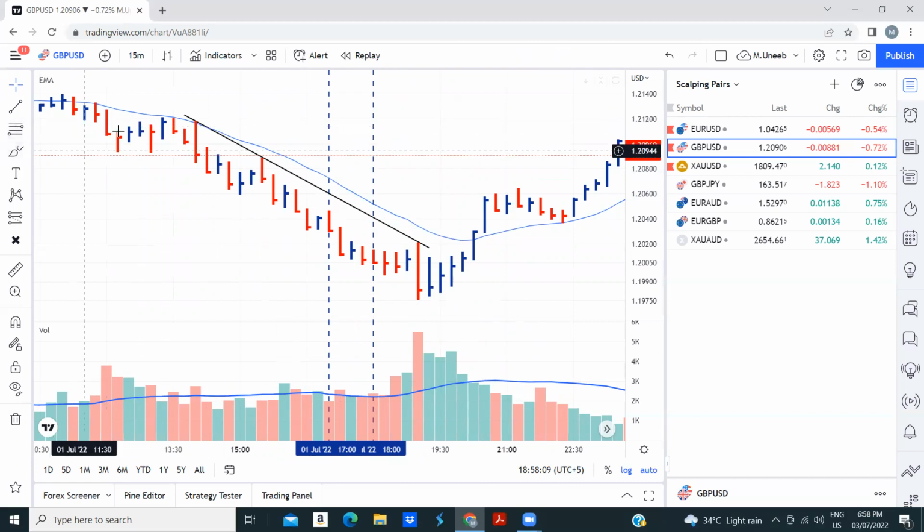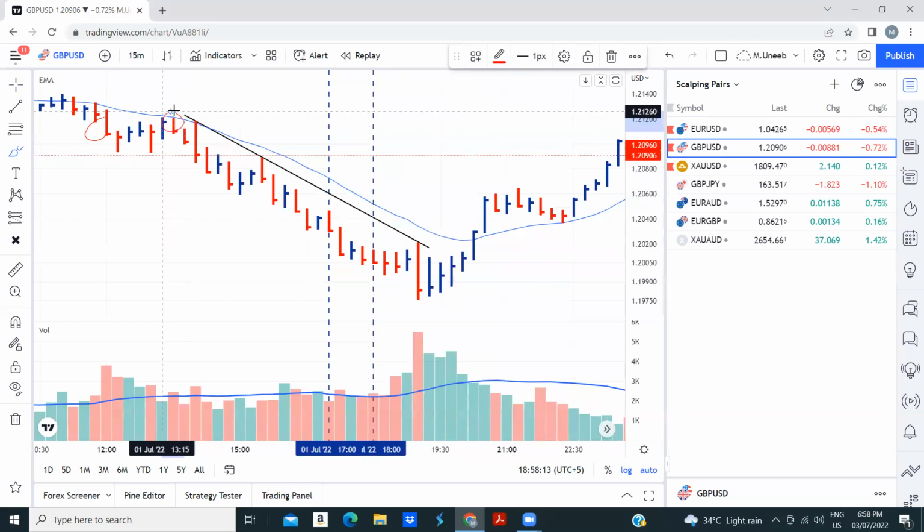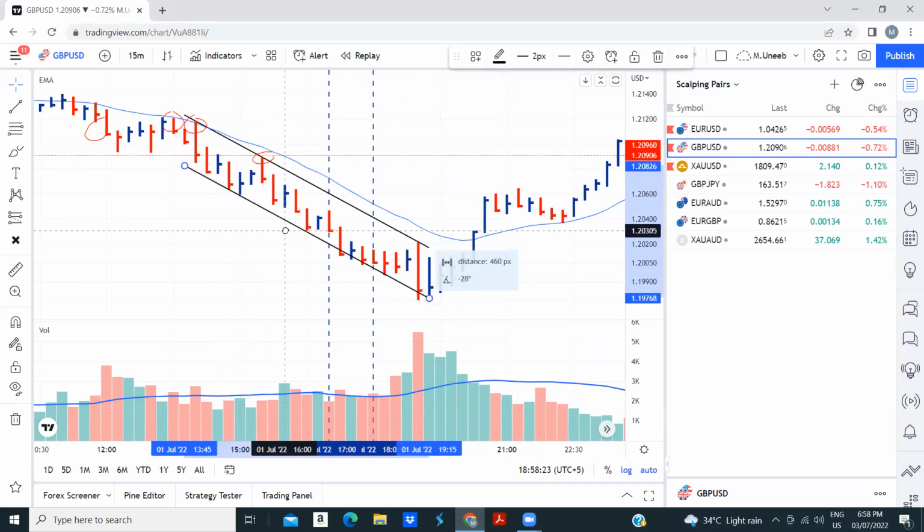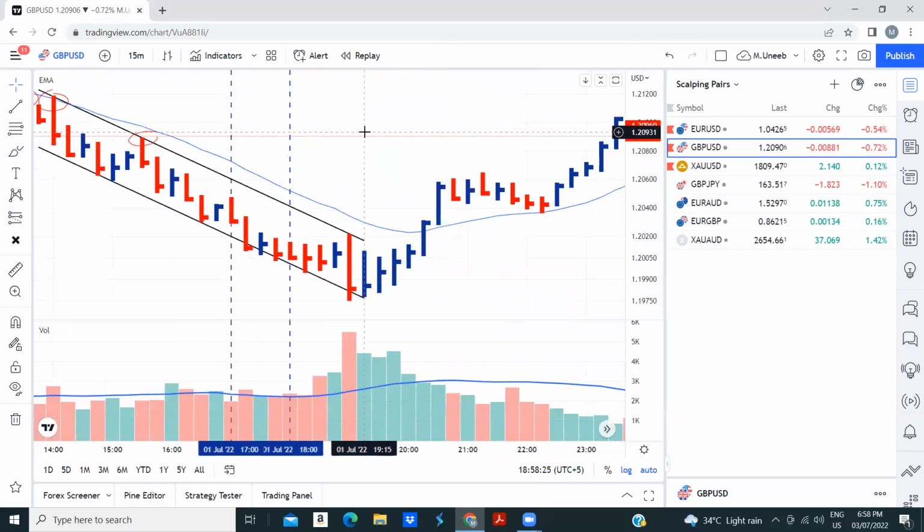So London open was right over here. Okay, the first lower high was this one. Am I right? Yeah. So we connect this point, we draw the channel. Okay, and now we just drag it. Okay, now we have a clear figure.